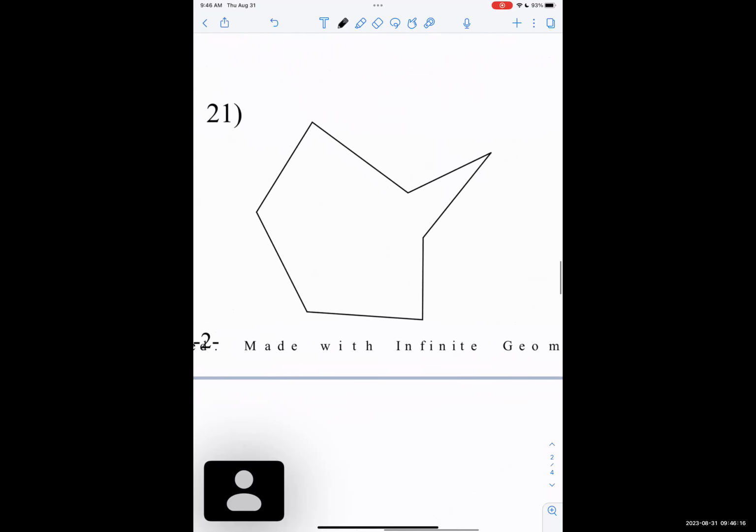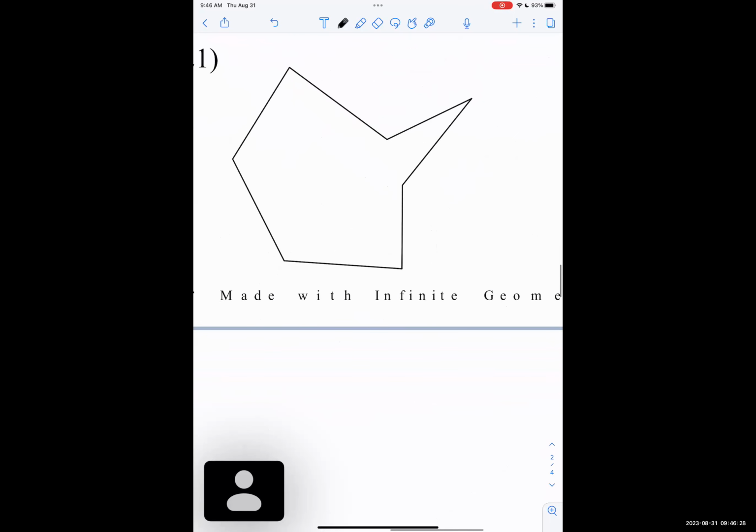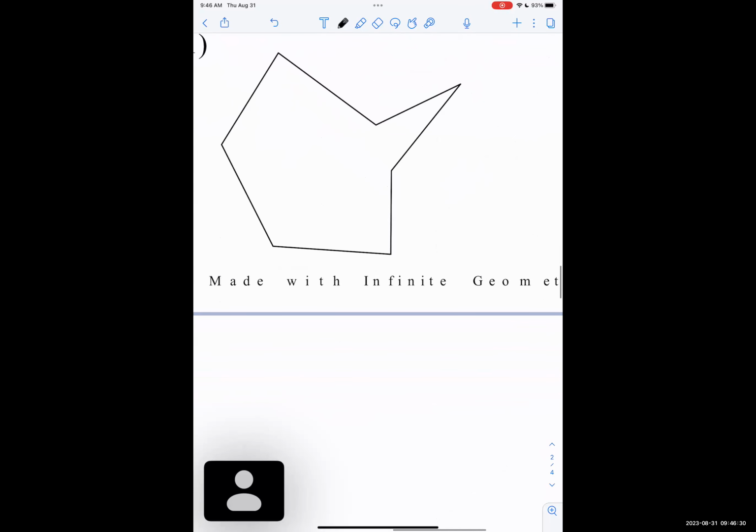21. Notice this is very much not regular. This is actually caved in. When you get to calculus, you're going to learn the word concave because it's caved in. Very much not regular. So let's count the sides. 7 sides. Yeah, 7 sides. So does anyone know this one?